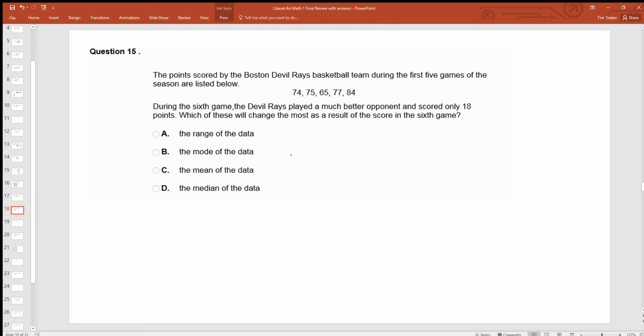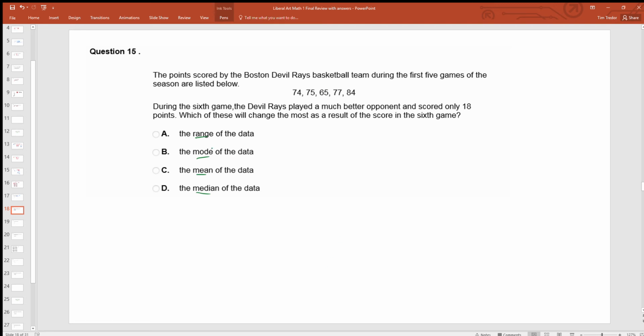The points scored by the Boston Devil Rays basketball team during the first 5 games of the season are listed below. During the 6th game, the Devil Rays played a much better opponent and scored only 18 points. Which of the following will change the most as a result of the score in the 6th game? All right, so our options are range, mode, mean, median.